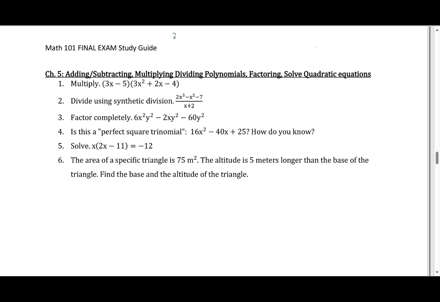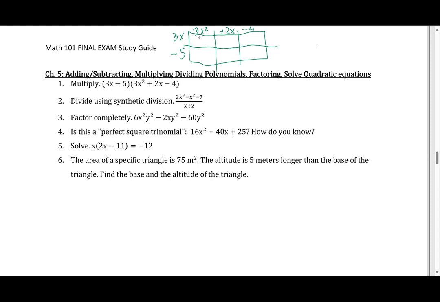I'm going to go ahead and use the box method, but you can use any method you want that works for you. I didn't give myself enough room there at the top today. Alright, and I got 3x squared plus 2x minus 4. Let's go ahead and put our boxes in there. So I'm going to multiply one term at a time inside of my box.